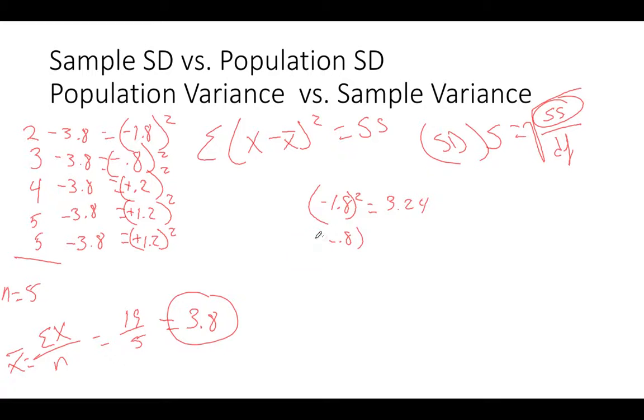Negative 0.8 squared is going to give you a value of 0.64 positive. 0.2 squared is going to give you a value of 0.04 positive. 1.2 squared is going to give you a value of 1.44 positive, and the same is going to be for the last value here, since they're both equal to a value of 5.